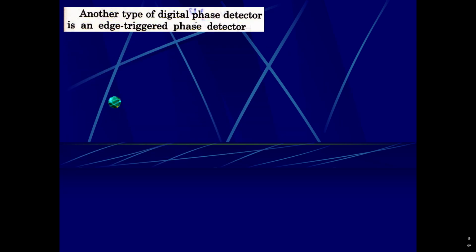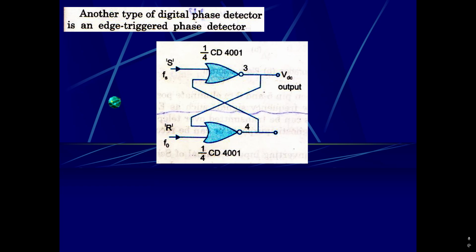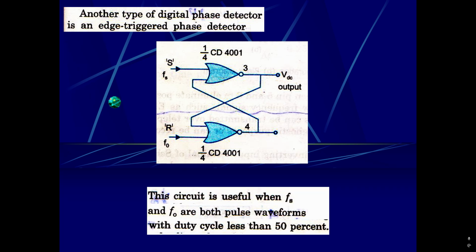Another type of digital phase detector is an edge-triggered phase detector, whose schematic is this. This circuit is useful when Fs and F0 are both pulse waveforms with a duty cycle less than 50%.